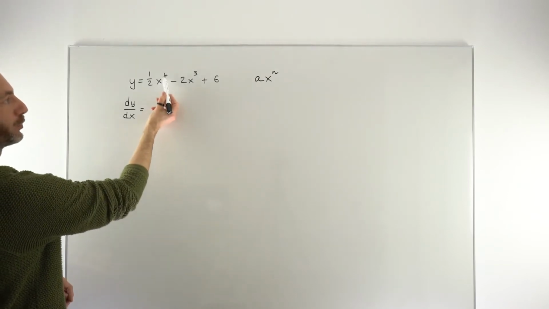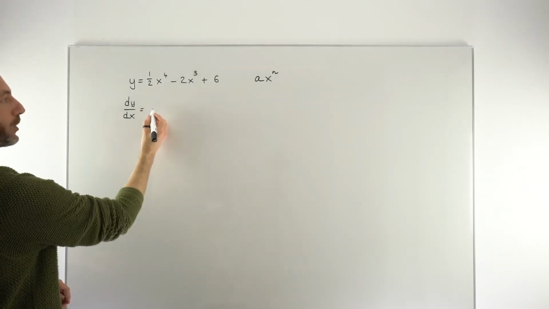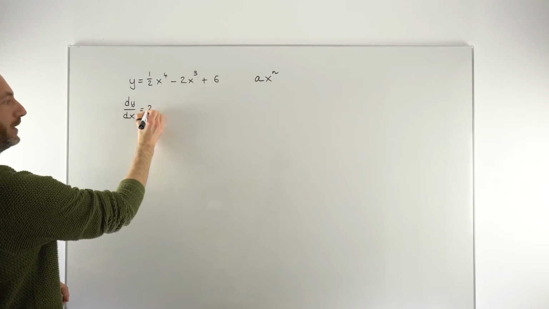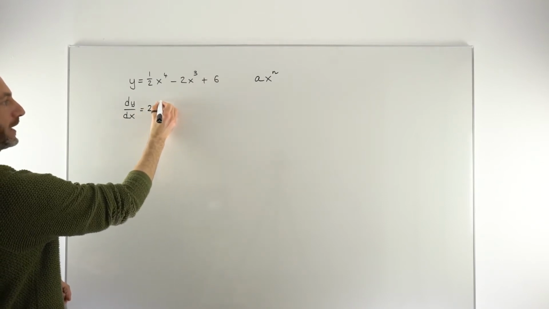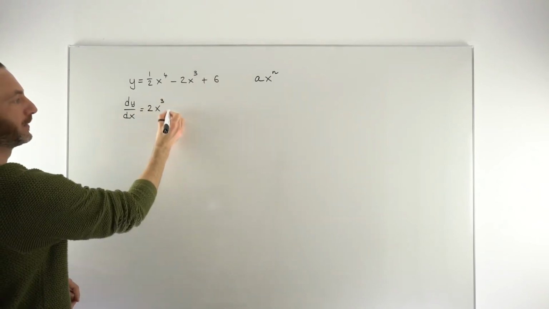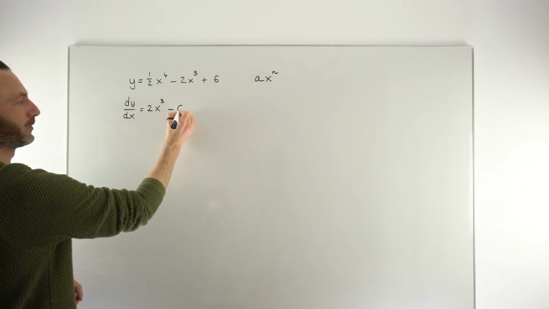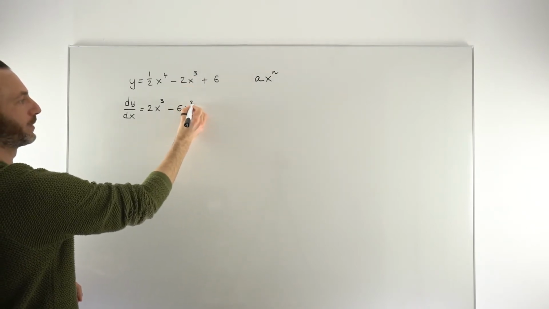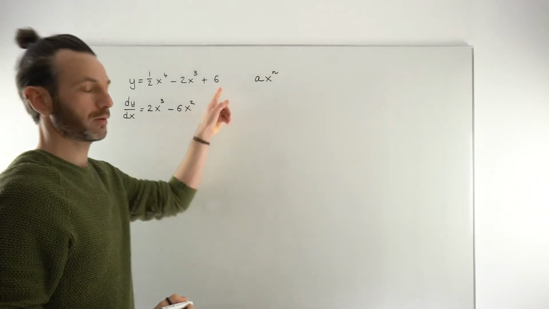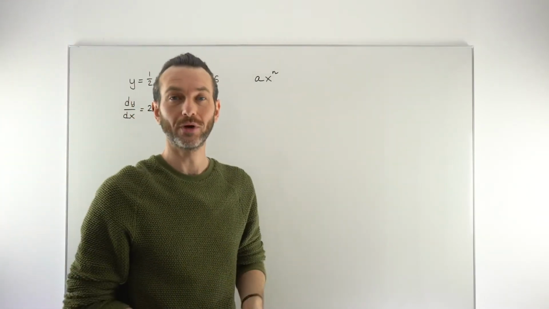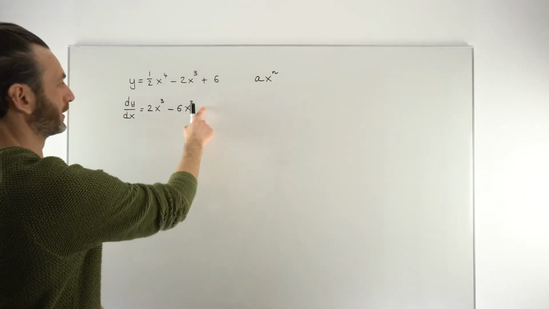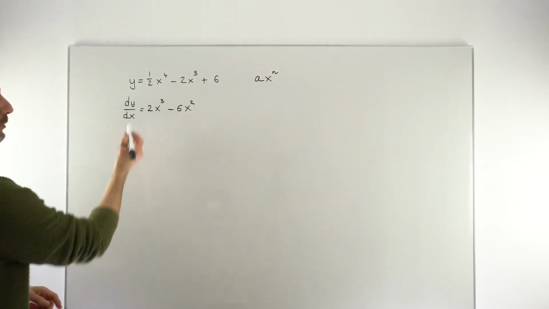So we're using the power rule, which is multiply by the power and reduce the power by 1. So 4 times 1/2 gives us 2x, take 1 off the power to go down to 3. For the next term, 3 times minus 2 gives us negative 6x to the power of 2. And a constant term, like a 6 or any other number, differentiates to 0, so that's just going to disappear when we take our derivative. So we've got our derivative.